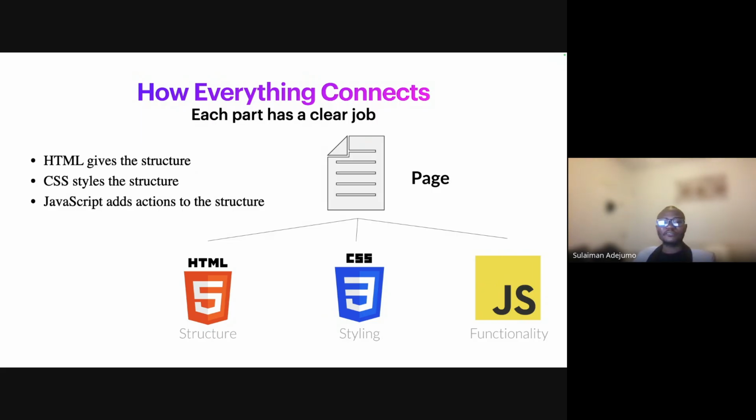So once you understand this connection, building front-end projects becomes much easier. You no longer feel confused about where something should go. If it's structure, it belongs in HTML. If it's styling, that goes into CSS. And if it's behavior or actions, that is for JavaScript. This understanding also helps you avoid mixing everything together, which is one of the common issues beginners face. And when each tool stays in its lane, your project becomes cleaner, more organized, and far less stressful to work with.